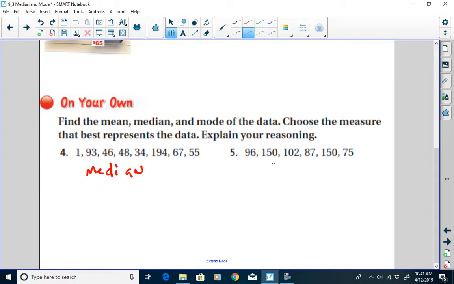Here I'm looking for outliers, and I really don't see outliers. I know 150 is larger than 102, but there, 1 is more than 90 away or 55 away, and 194 is more than 100 away from any of the other numbers. We don't have anything like that here, so the mean would probably be your best measure of center because the data is numerical without outliers.